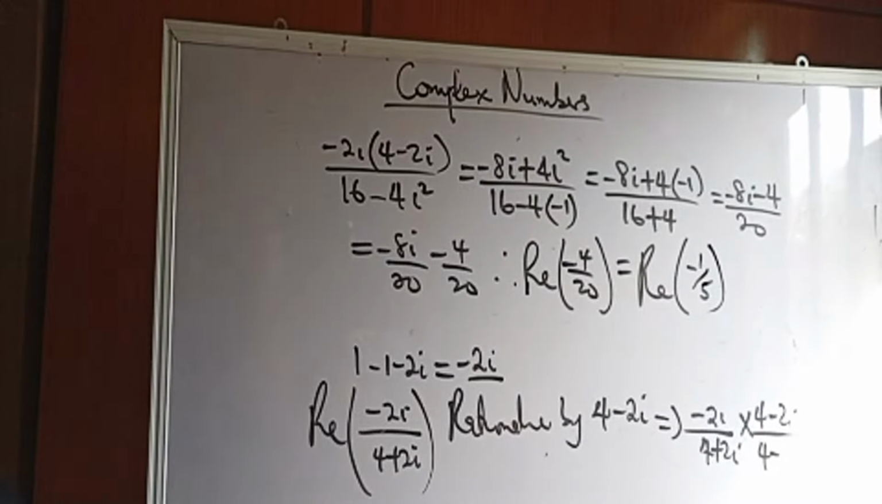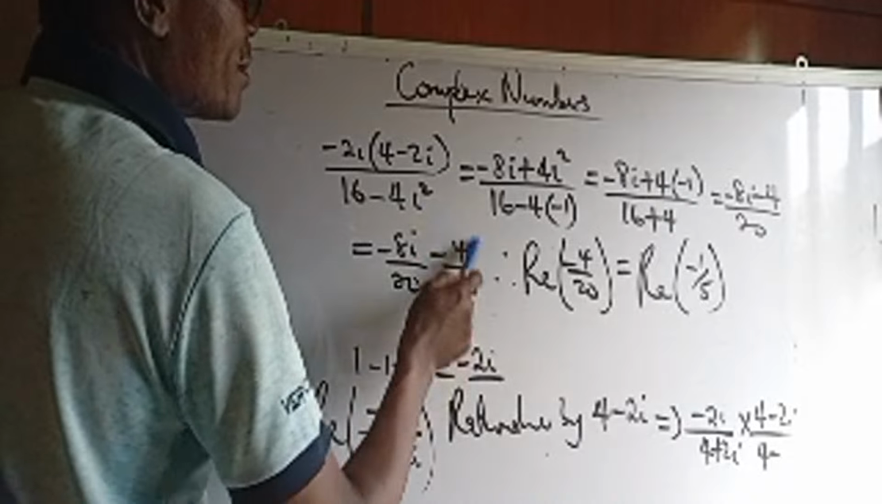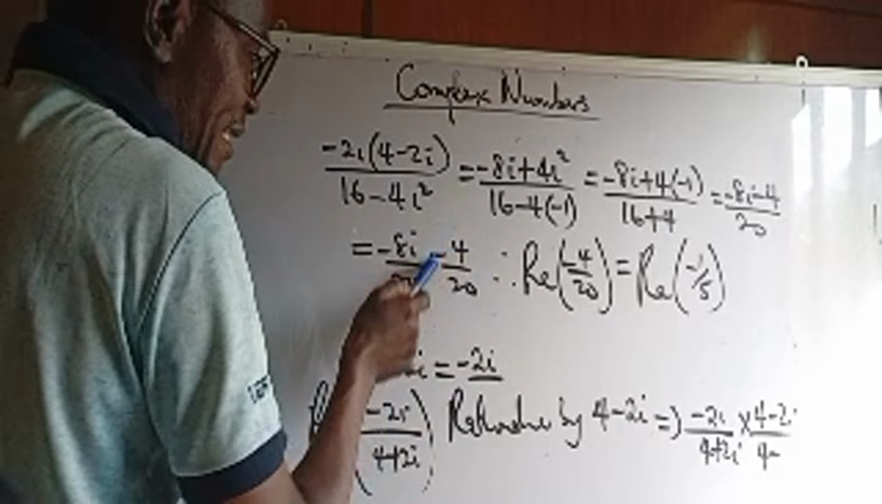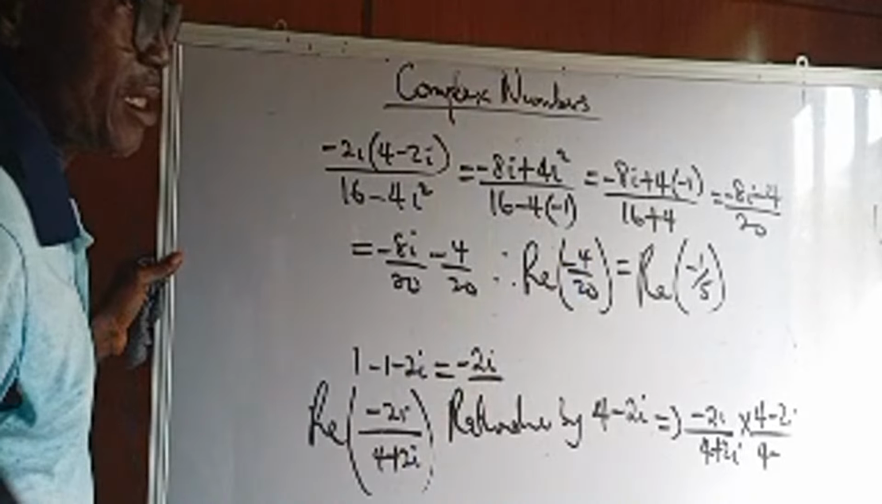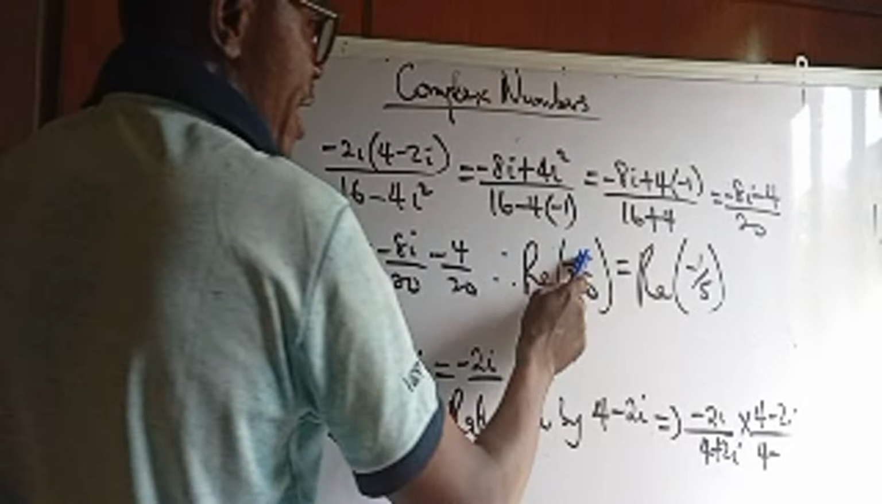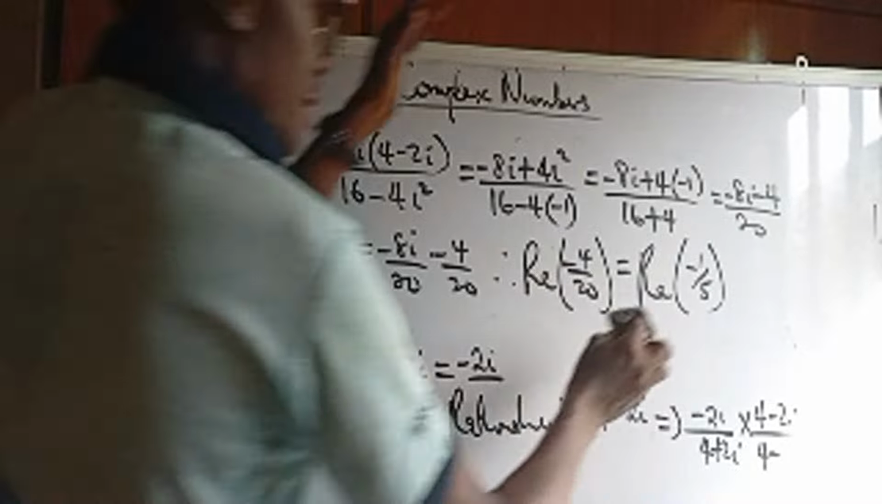You are wondering, Doctor, how did you get this? Don't worry. This is the real part. The real part is the one that does not contain I. The real part in this expression is minus 4 over 20, and 4 can divide both numerator and denominator. For 4 here, 1; 4 here, 5. So the real part is minus 1 over 5.